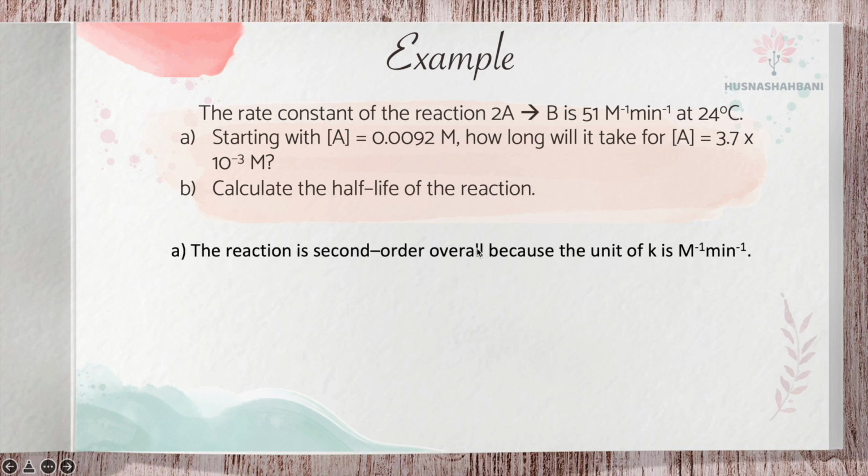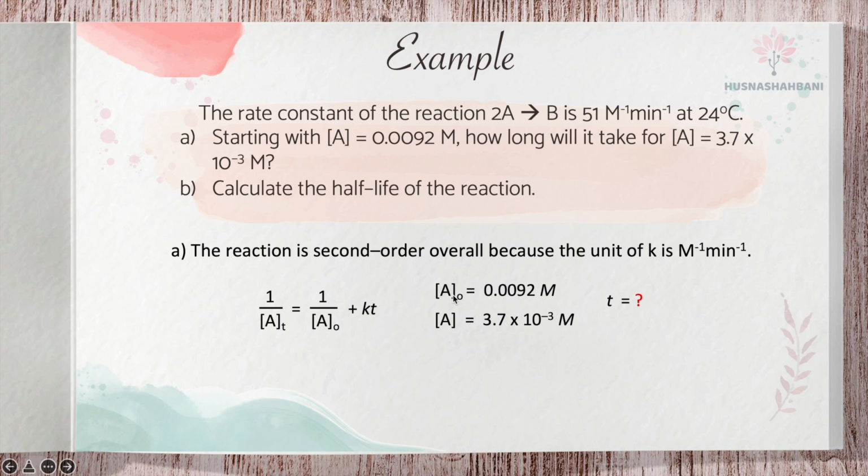So this reaction is second order because the unit is per molar per minute. When the unit of K is per molar per minute, or per molar per second, or per molar per day, or per hour, it depends, it is a second order reaction. When it is a second order reaction, you have to use the second order equation to find t. This is the integrated rate law of second order: 1 over A t equals 1 over A naught plus K t.